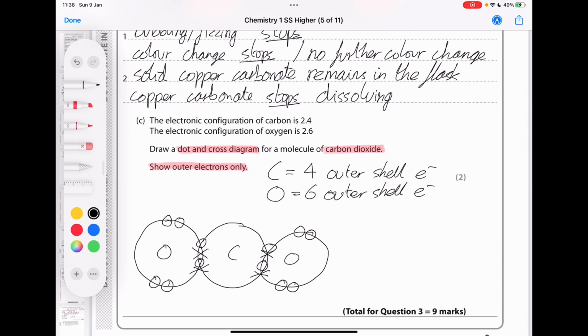I now have a completed dot and cross diagram with all electrons paired up. My 2 oxygens have got 4 shared electrons and 4 of their own to make 8, and the carbon has got 8 shared electrons, so all of these atoms have a full outer shell.